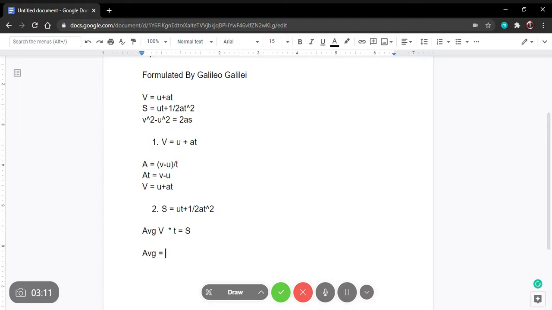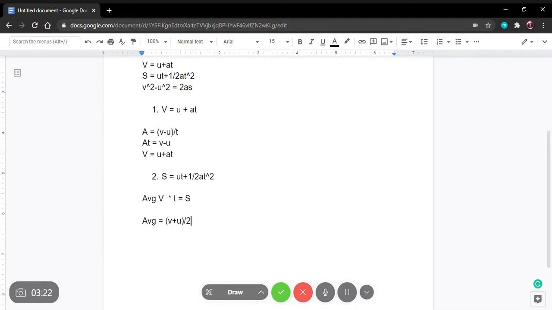Since average velocity into time is displacement, average velocity is nothing but v plus u divided by 2, because whenever the word average comes, the sum of the quantities will be divided by the number of quantities. As average velocity is equal to v plus u by 2, displacement is equal to v plus u by 2 into time, right? Average velocity into time is displacement. Average velocity is v plus u by 2, so displacement is v plus u by 2 into time.